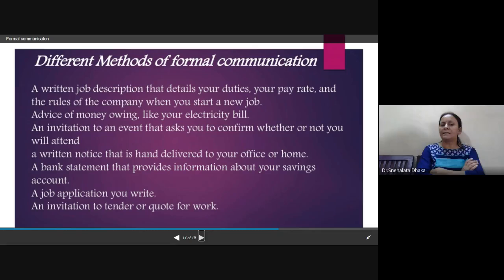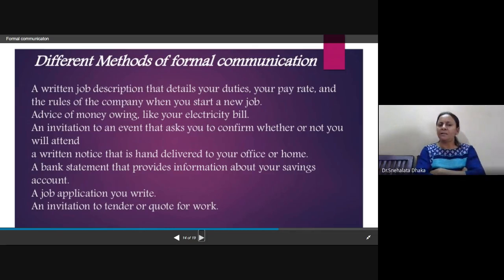A written notice that is hand delivered to your office or home. Written notice से हमें इंफॉर्मेशन लॉन्ग टाइम अवेलेबल रहती है। ठीक है, तो that is again beneficial for us.